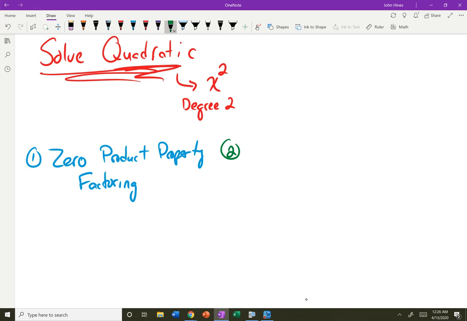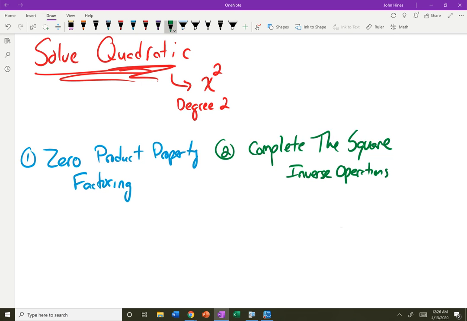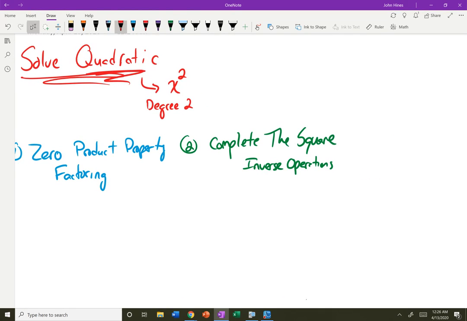Our second choice was to use completing the square. We complete the square. And what goes hand in hand with that is inverse operations, being able to undo things using square roots. And finally, our third option for solving a quadratic equation is our favorite, the quad formula.